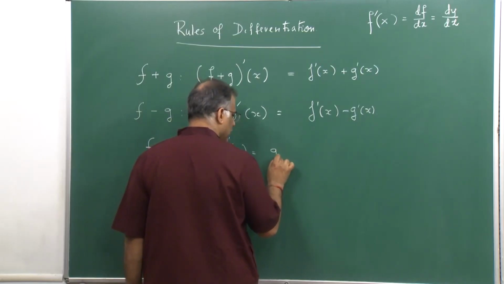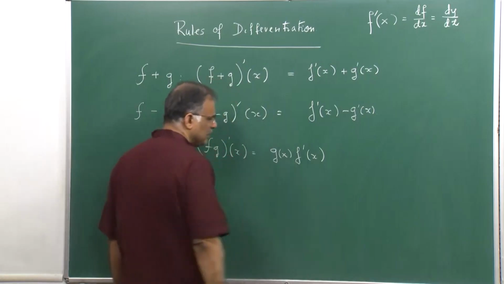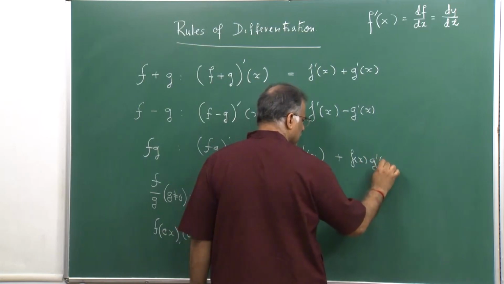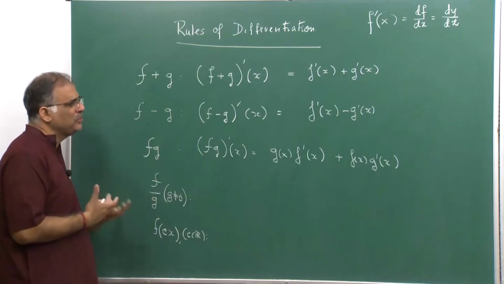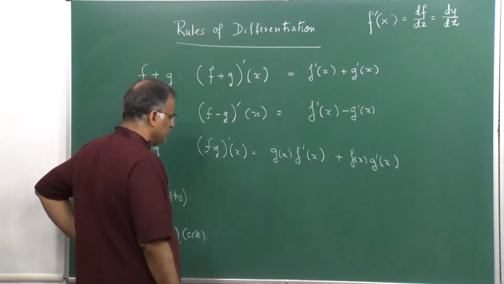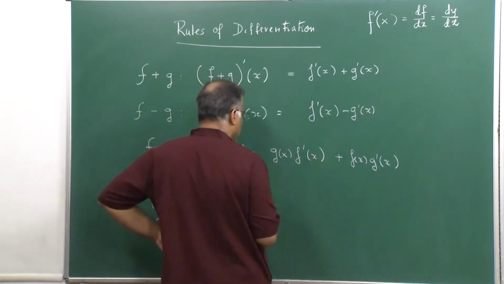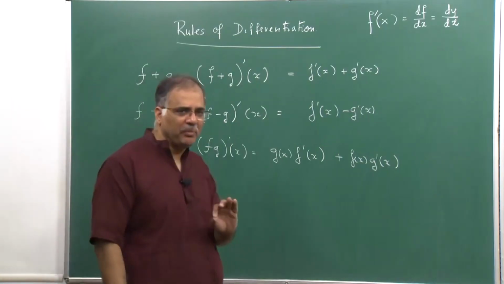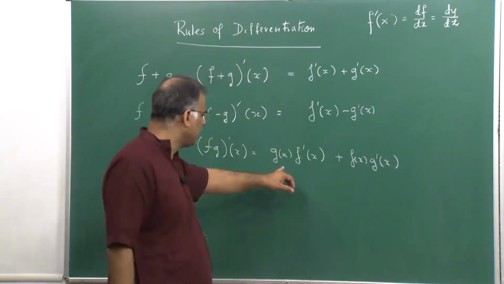So, this is g(x) into f dash x plus f(x) into g dash x. Here is an interesting looking formula. This is essentially nothing but manipulation of that limit. How do you manipulate the limit? This is exactly what you will get. I would very strongly suggest that those of you who are watching the program take a pen and pad, you can stop the program for some time, work it out and see whether you come to this conclusion or not.